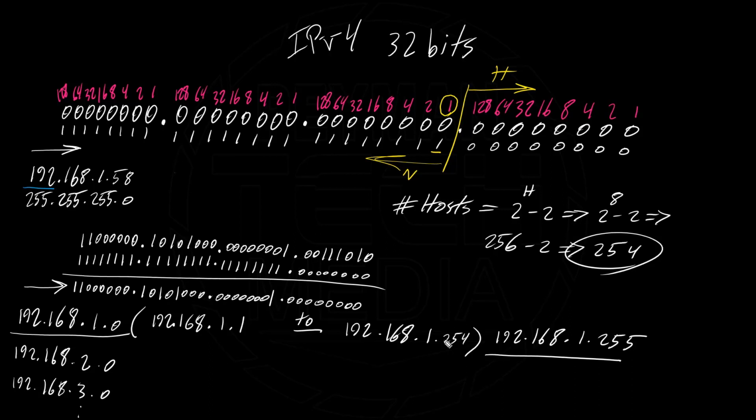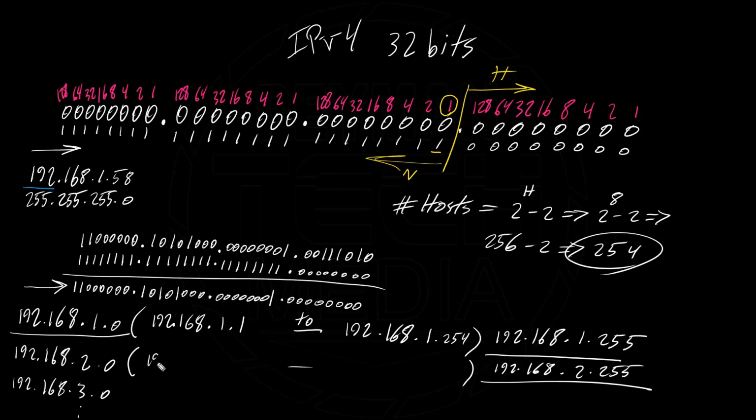Now, if we look at the next network, 192.168.2.0, it's exactly the same. So what is the broadcast? The broadcast is one less than the next network. So with 3.0 next, it will be 2.255, 192.168.2.255. If we add one IP address, it would be 2.256, but we don't have 256, right? It will be 0 and we add 1 to the left octet, so it will be 3.0. So what's the range? It will be 2.1 to 2.254.